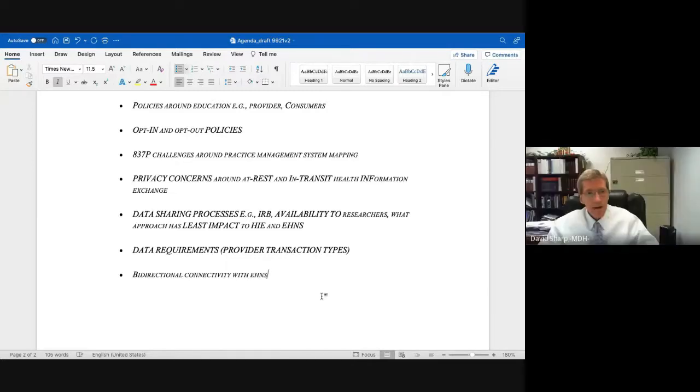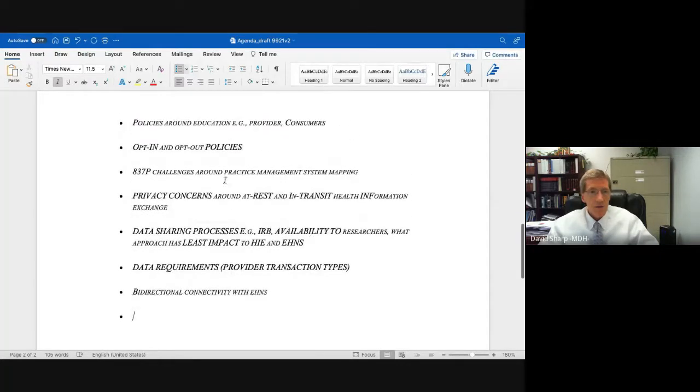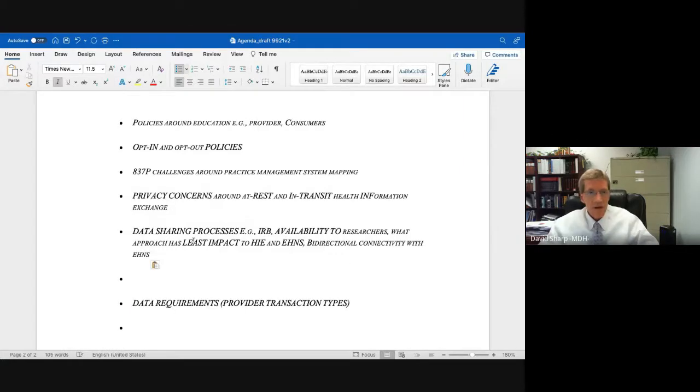That's a good point. So we're adding bidirectional connectivity, and I think we've talked a little bit about this in terms of the data sharing process, and we'll expand on that bullet point above to note the bidirectional element. Mike, you've had a lot of experience working with this kind of data in the past. Any thoughts that come to mind?